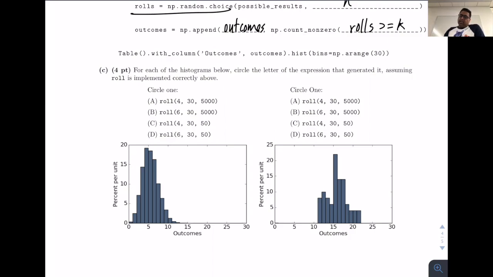So part C: for each of the histograms below, circle the letter of the expression that generated it, assuming the roll is implemented correctly above. When we roll a die 30 times, since there's a 1/6 probability of each number of pips occurring, we'd expect on average to see 5 of each type of thing. We'd expect to see 5 ones, 5 twos, 5 threes, 5 fours, 5 fives, and 5 sixes.